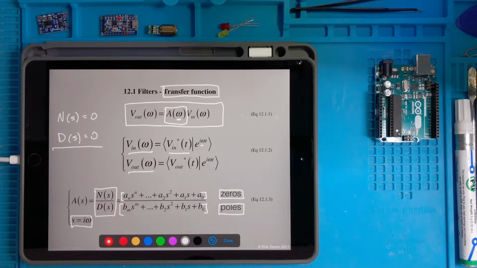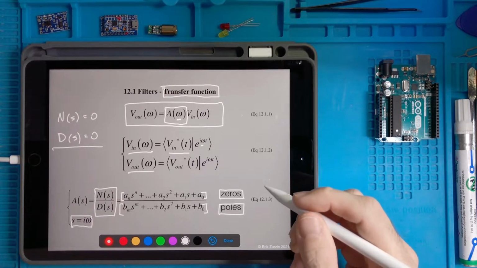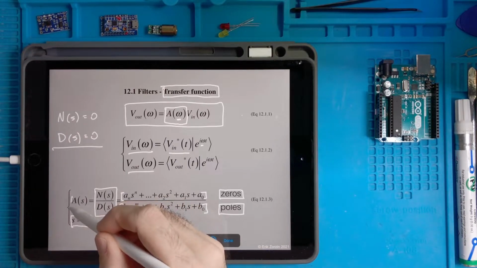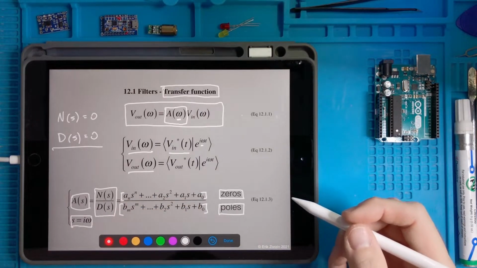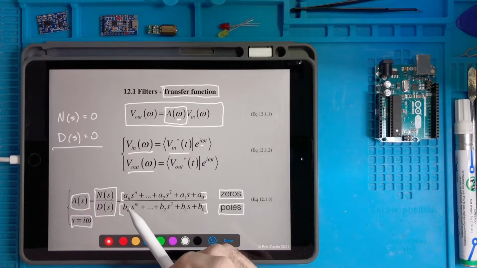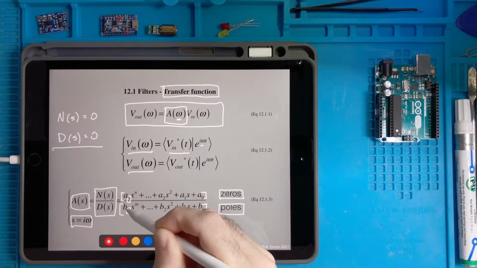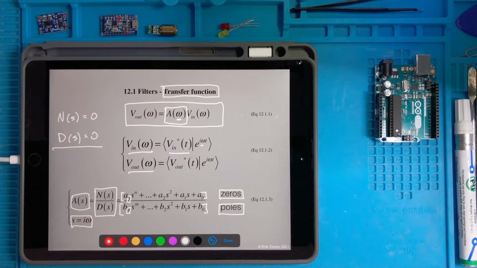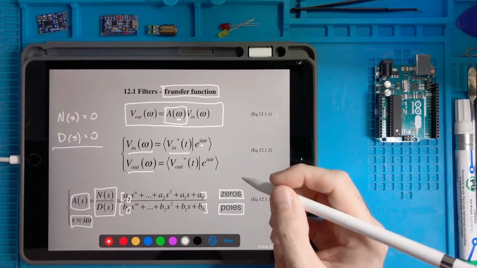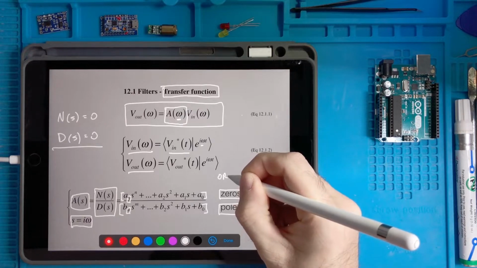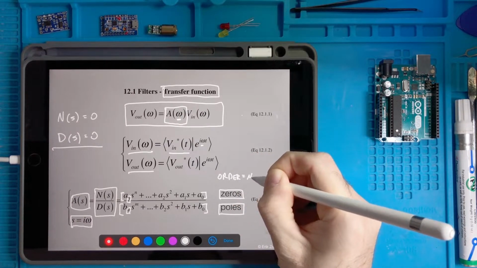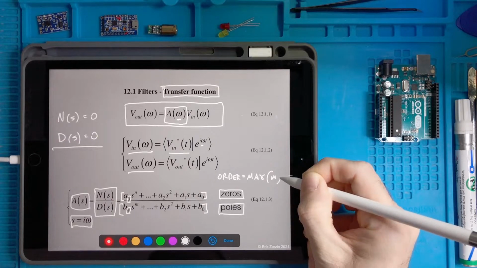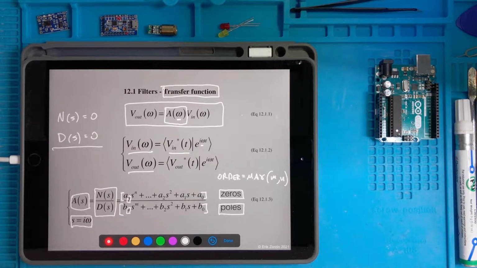And there is also another definition, which is called the order of this transfer function, which is the maximum between n and m. So the maximum order of the polynomial, we call it the order of the transfer function. So order is the max between m and n.